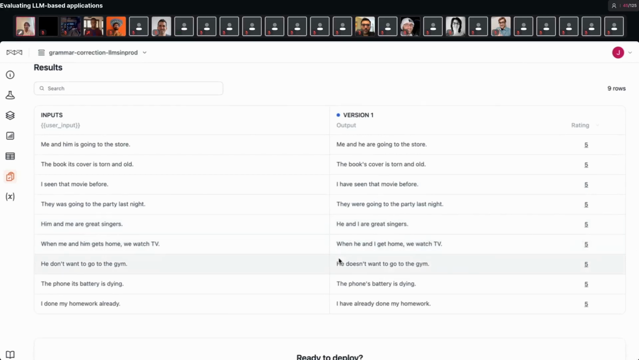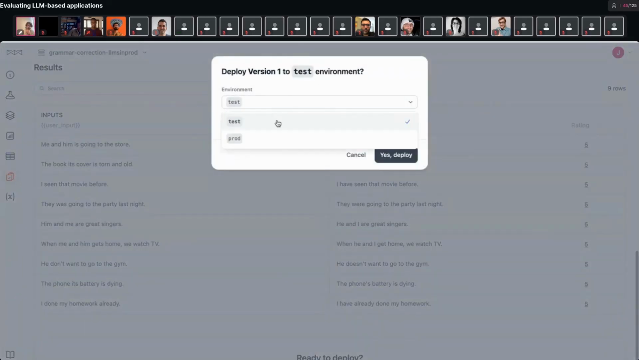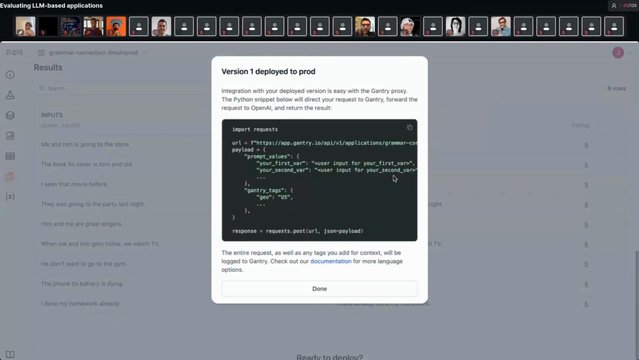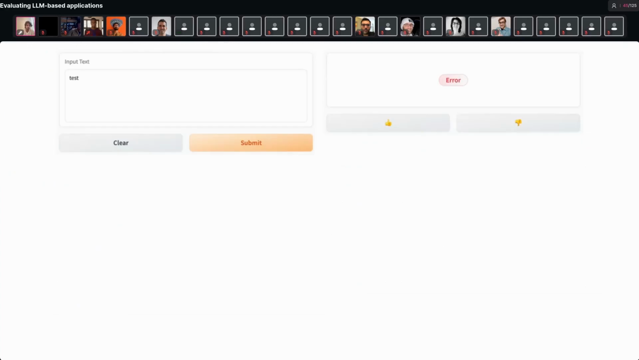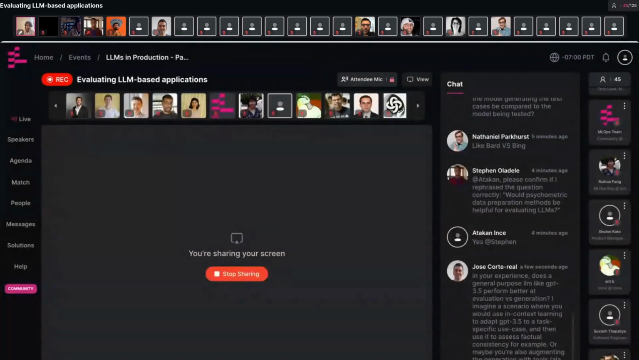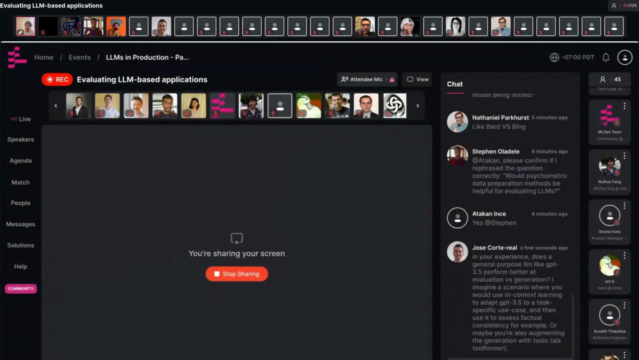In the real world, we'd probably do some more validation of this model, but for the sake of this demo, I'm just going to deploy this, YOLO this into prod. And let's make this a little bit more interactive. So I'm going to drop a link here. Let me just verify that this is working. Yep. So I'll drop a link here.